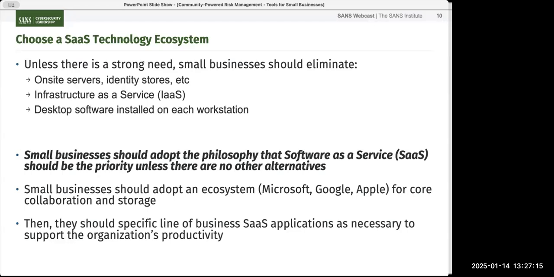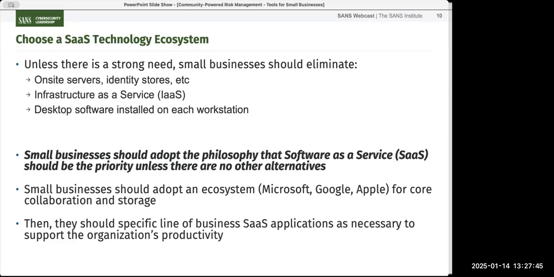And by ecosystem, I mean Microsoft, I mean Google, I mean Apple, probably Microsoft or Google, right? But again, one of these ecosystems for your core collaboration storage. So think email, think messaging, think data storage, right? Those kinds of collaborative efforts. That should probably be the first software as a service you choose, and then build out from there. If you're a Google company, cool. Use Google, branch out from there. If you're a Microsoft shop, again, choose Microsoft, choose 365, branch out from there.